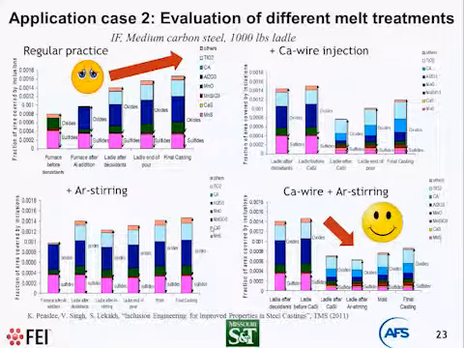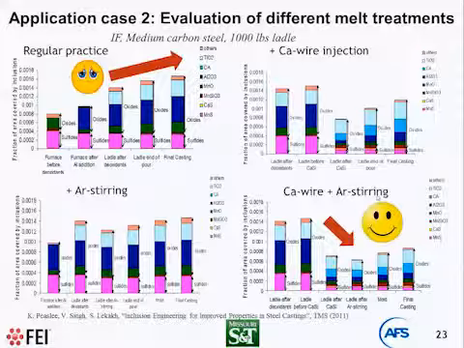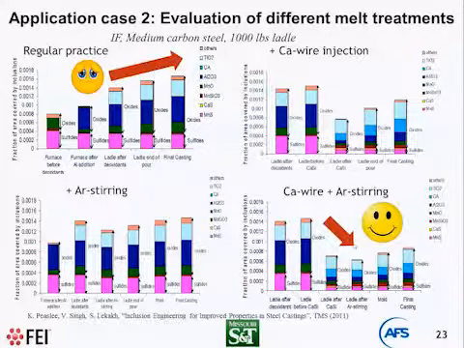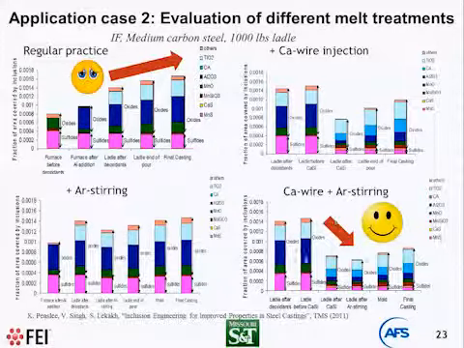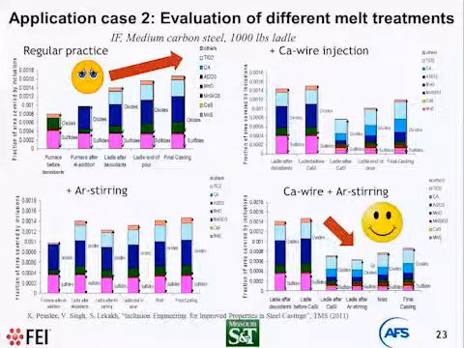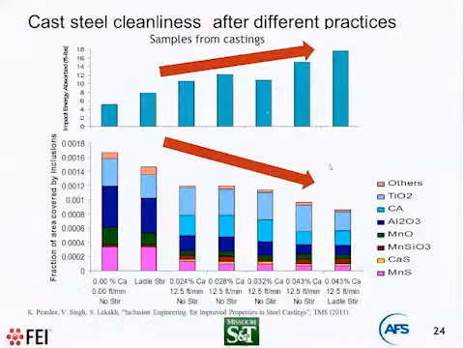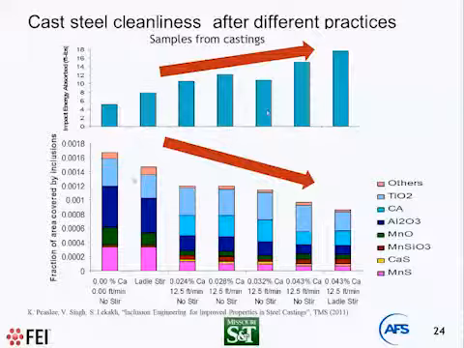But when we apply calcium treatment and argon stirring, we completely break this tendency. Instead of an increase, we have a decrease in the amount of non-metallic inclusions, and this was a very interesting result to show that even in a small 1,000-pound ladle, we can develop steel which has a significantly smaller amount of non-metallic inclusions, of course changing shape and size. Now we can see what's going on with casting.